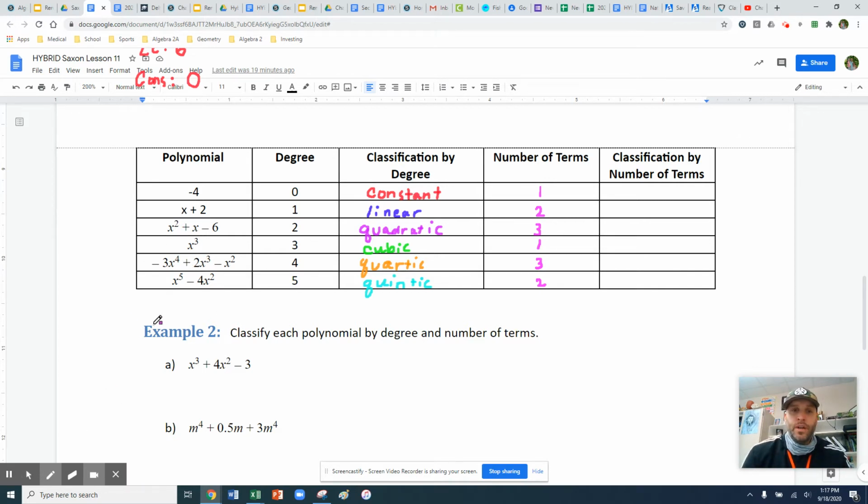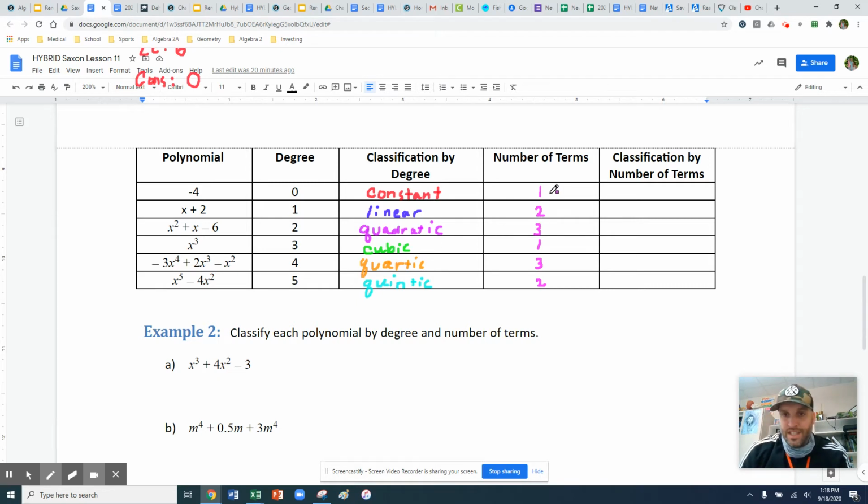If we have an x to the first power, that's a first degree, which we call linear. If we have an x squared, second degree, that is going to be a quadratic. X to the third, our third degree, is cubic. X to the fourth, if our leading term is the fourth degree, that's quartic. And then x to the fifth is a quintic. So the first thing we look at is the highest degree that we see in the polynomial, and then we are going to classify it by one of those 5, actually 6, types of degree.